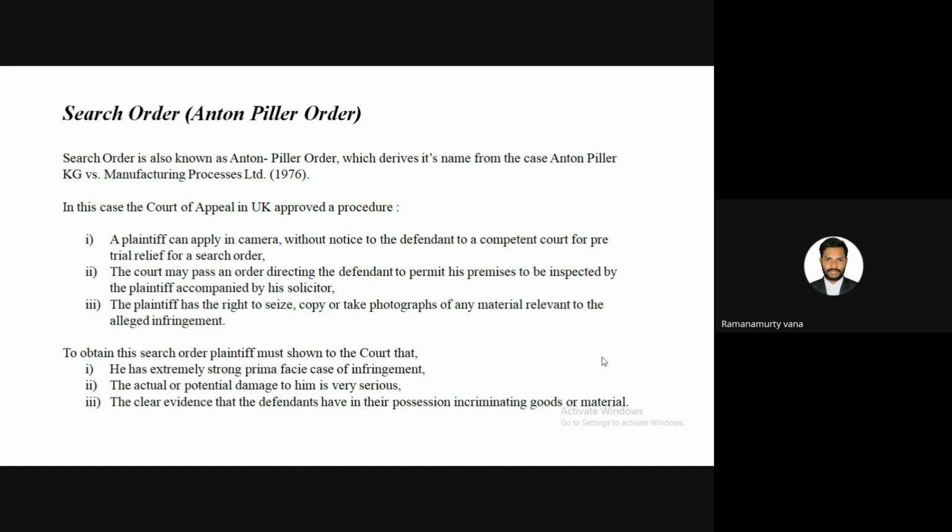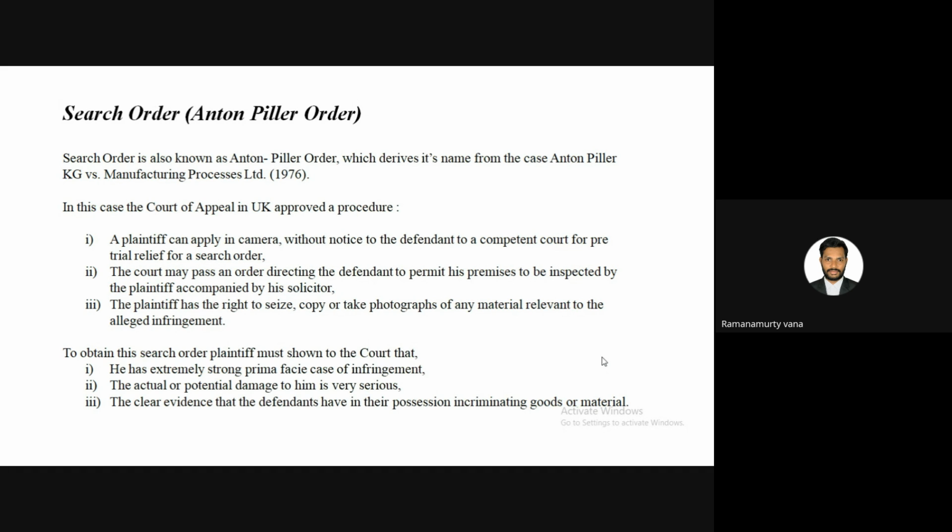Basically, in any case, there are two parties. Number one is the plaintiff. Number two is the defendant. The plaintiff is the aggrieved party, the person who complains in the court. That means he is the victim. The defendant is the person against whom you are making such an allegation, the person you allege has committed the infringement. In the case of intellectual property, he is the infringer, so he is known as the defendant.